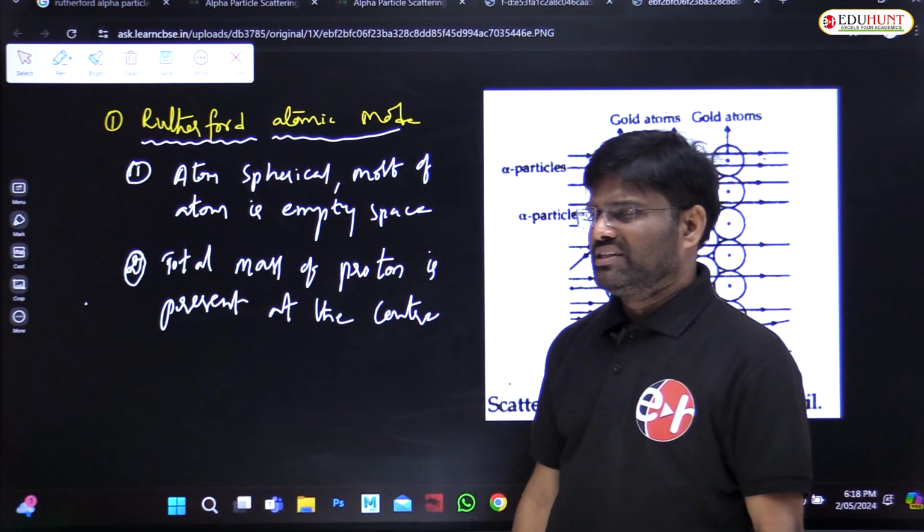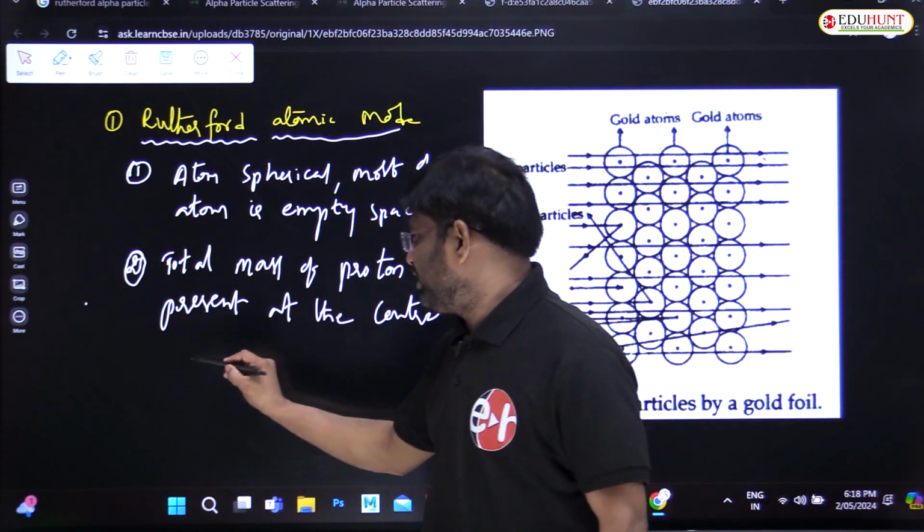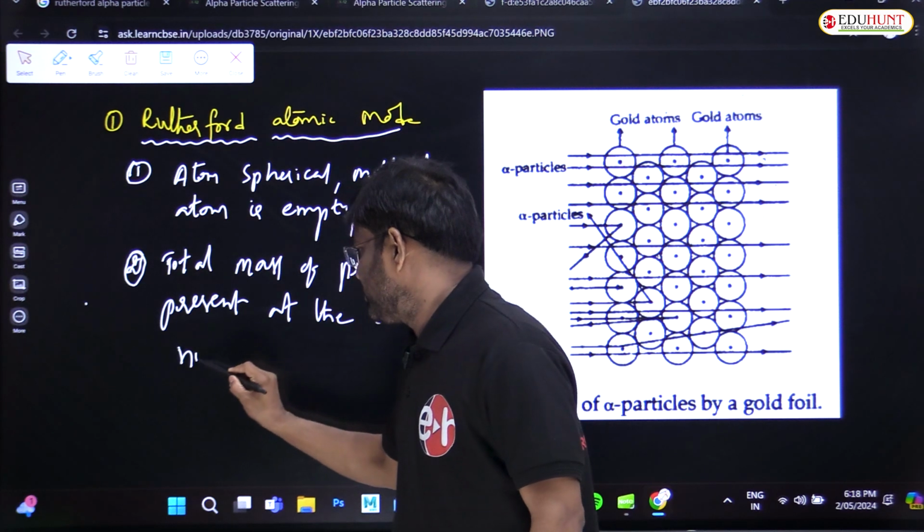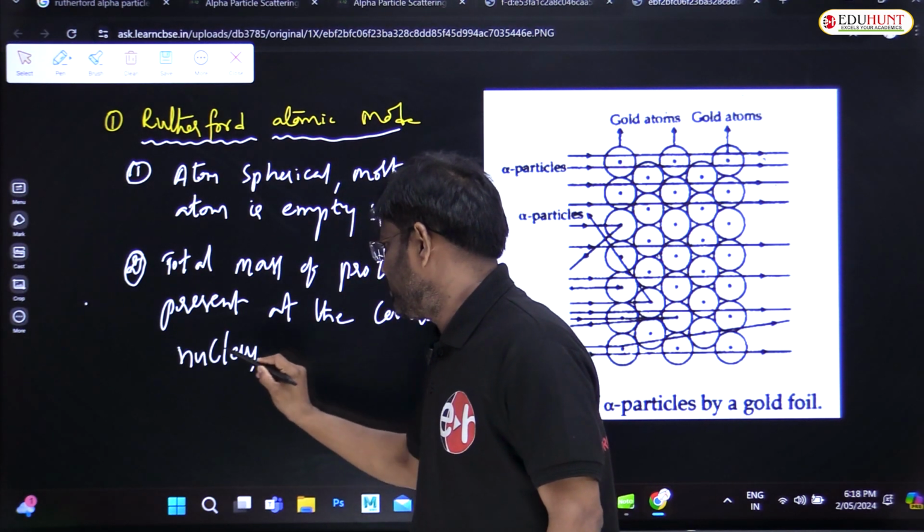This is called as second point. This is only called as what? Nucleus. This is only the nucleus.